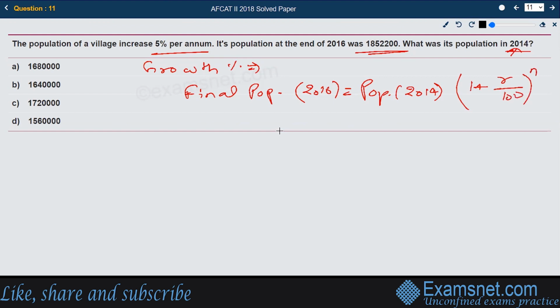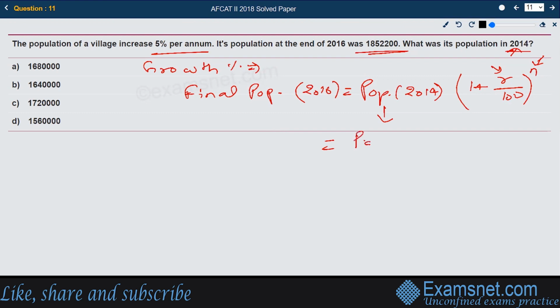Now let us explain this formula. The present population, R is the rate at which the population is increasing, and n is the time, for how many years you want the growth. So let us put in the values we have.